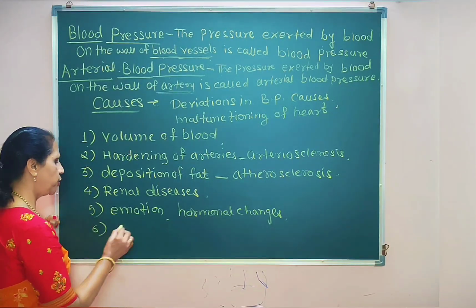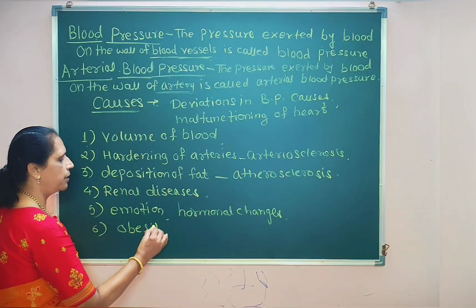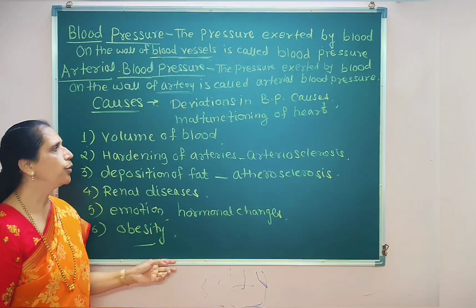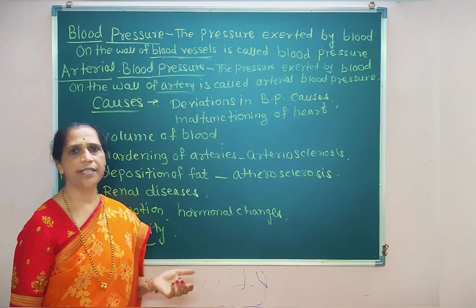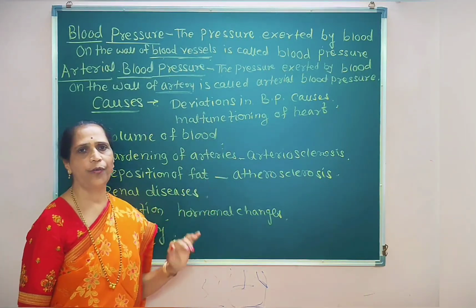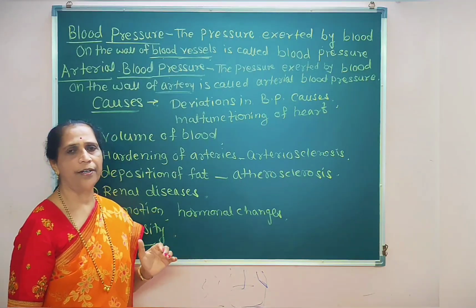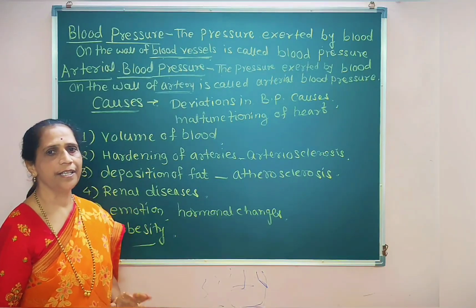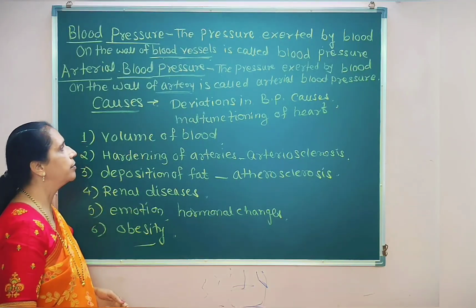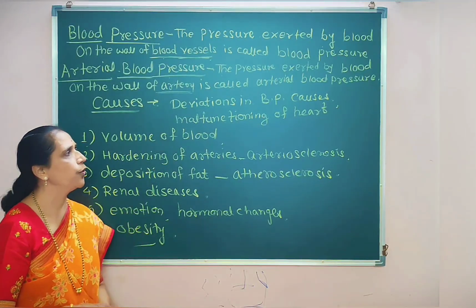Obesity is also a major cause of increase in blood pressure. So these are the different causes due to which blood pressure decreases or increases, and it results in malfunctioning of the heart. The malfunctioning of the heart shows different cardiac diseases or disorders. In the next part we study this malfunctioning of the heart.